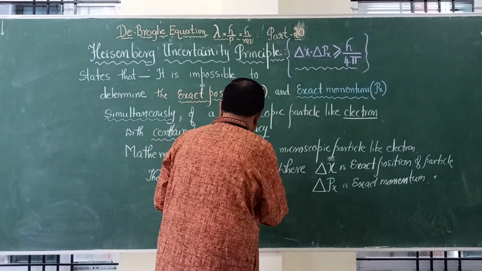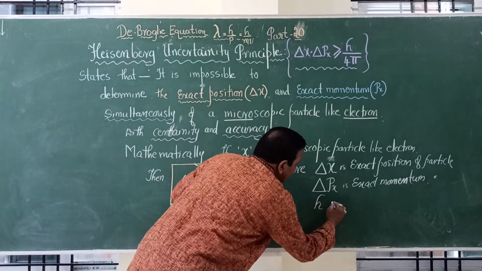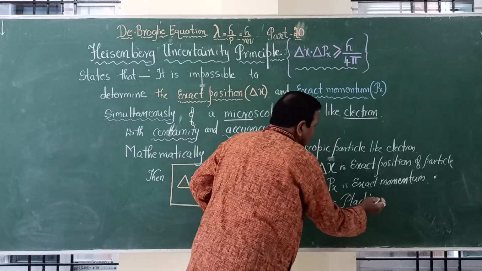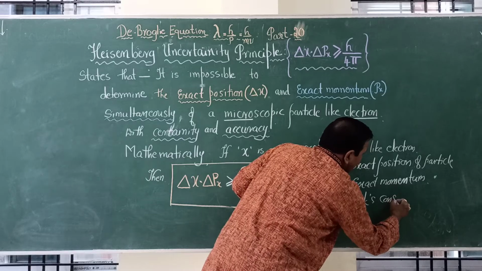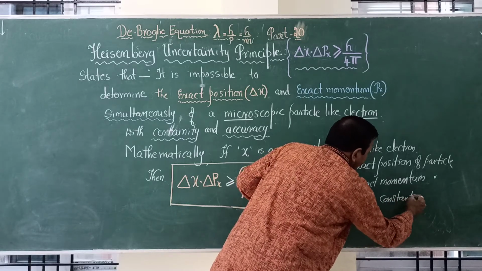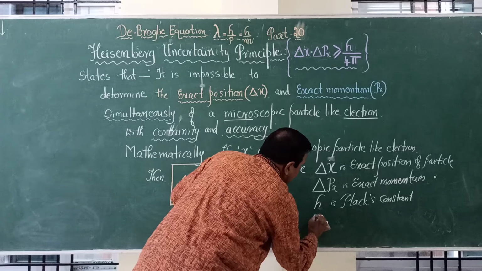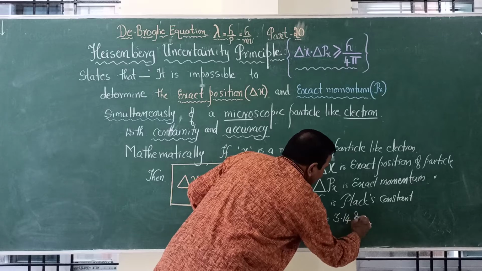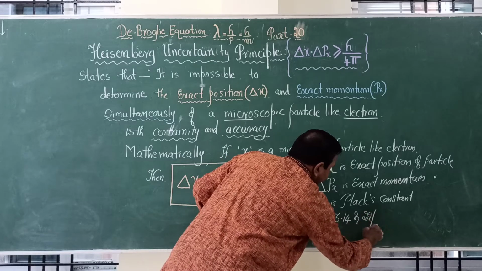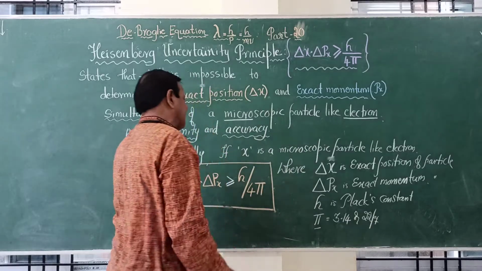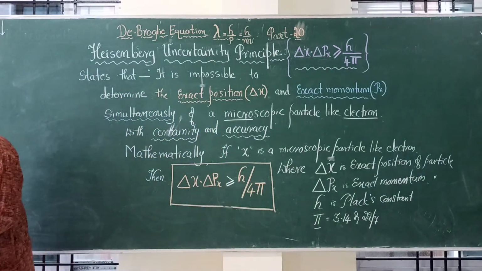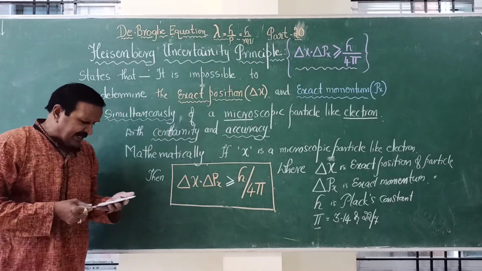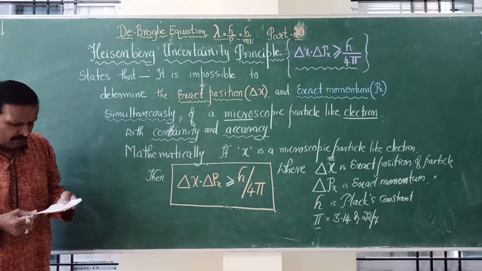And as usual, h is Planck's constant. Your Planck constant will come many times. H is Planck's constant, and pi you know very well from mathematics, that is 3.14 or 22/7. Okay? This was the uncertainty principle given by Heisenberg.